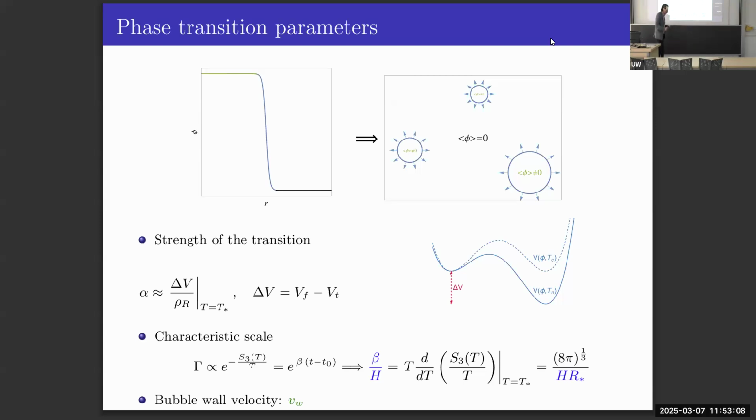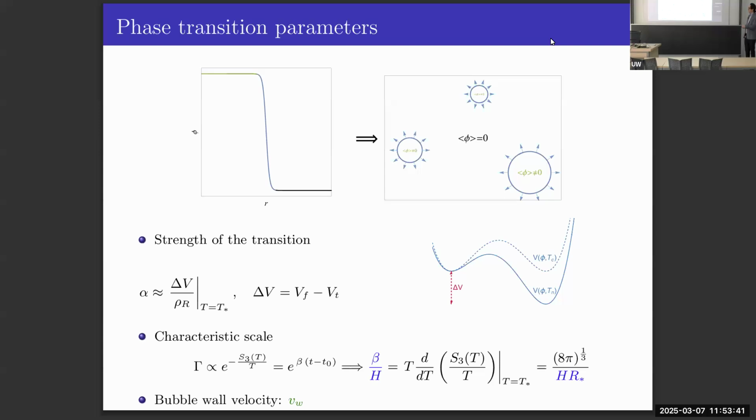So this is the first key parameter. Of course, this effectively tells us what part of the total energy takes part in the transition, because this is just delta V. The second one is the characteristic scale. Due to this exponential dependence on the action, we can change the variables and ask how this would look in time. This gives us this inverse time scale beta, which is another key parameter. As you see, just taking a derivative of this, I can describe it as a derivative with respect to temperature of the action.